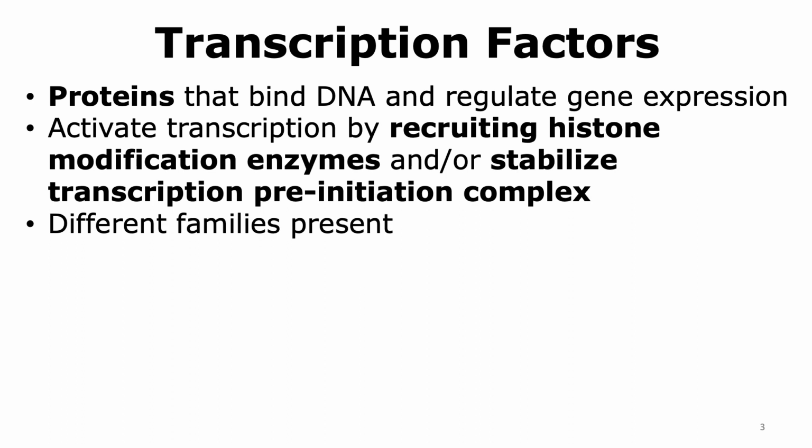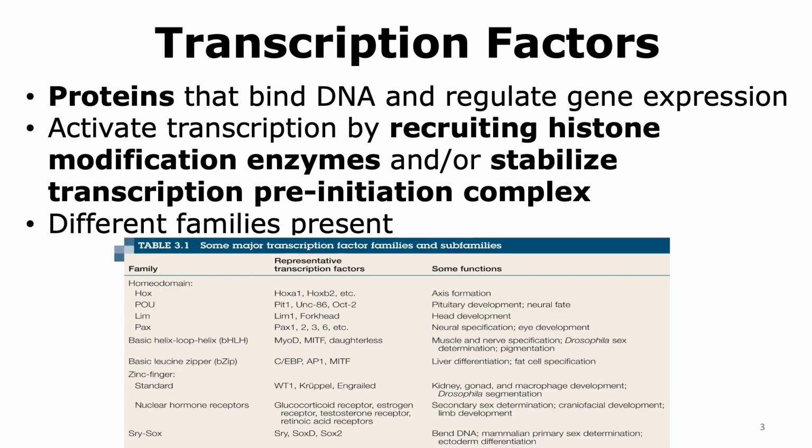Transcription factors can be grouped into different families that are based on their DNA binding domains. In this table, we can look at different families, which are the homeodomain family, the basic helix-loop-helix family of proteins. We also have the basic leucine zipper family of proteins, as well as the zinc finger family of proteins.